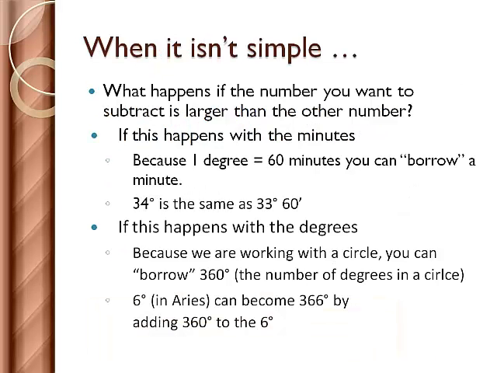Sometimes it's not so simple. What happens if the number you want to subtract is larger than the other number? That happens with the minutes. Because 1 degree equals 60 minutes, you can borrow a minute. If the number is larger with the degrees, you can actually borrow a circle, 360 degrees. So 6 degrees Aries could also be considered 366 degrees Aries.